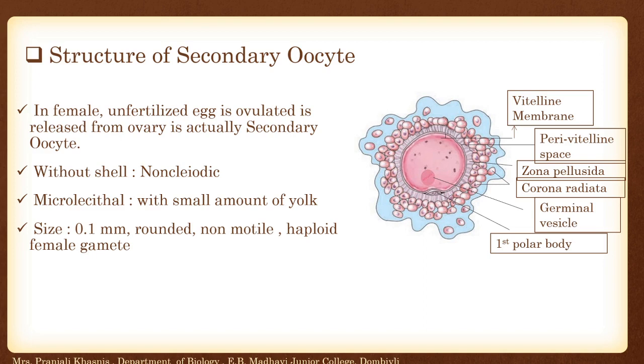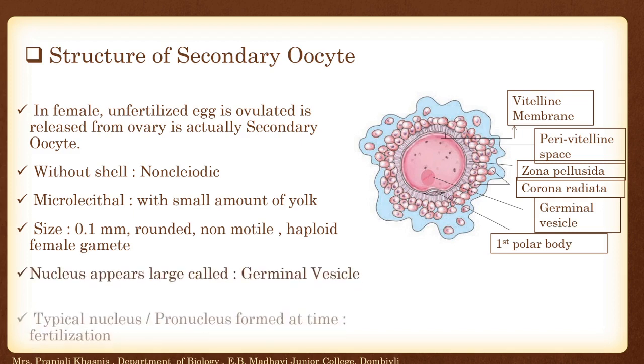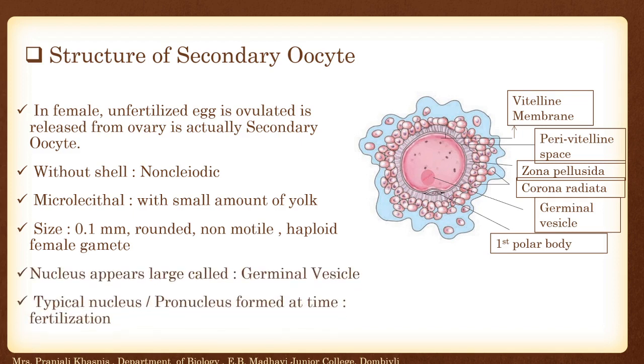It contains a small amount of yolk, which is called microlecithal, and its size ranges to about 0.1 millimeter. It is a rounded structure, a non-motile, haploid female gamete. The nucleus appears large, which is called the germinal vesicle. It is a typical nucleus, and a pronucleus is formed at the time of fertilization.